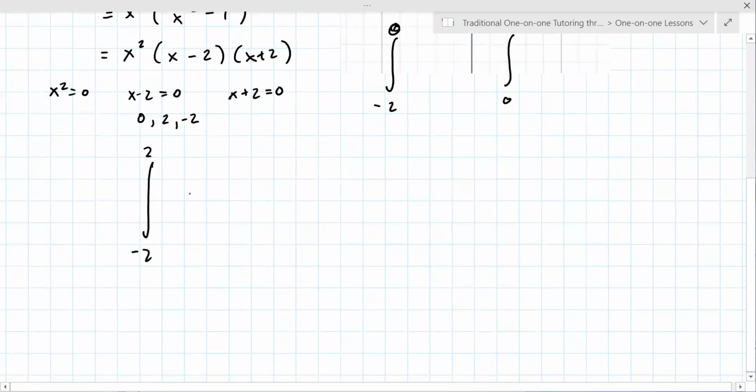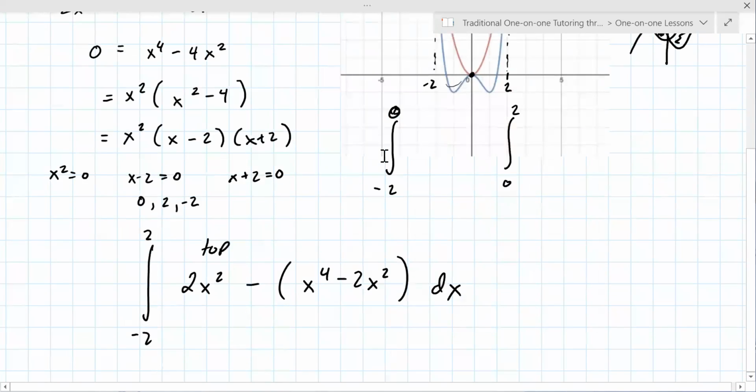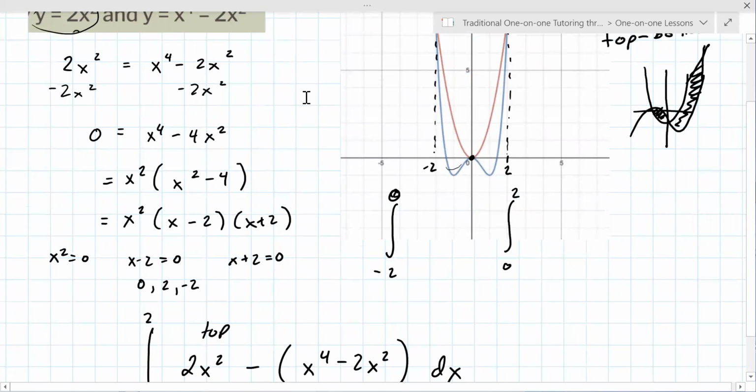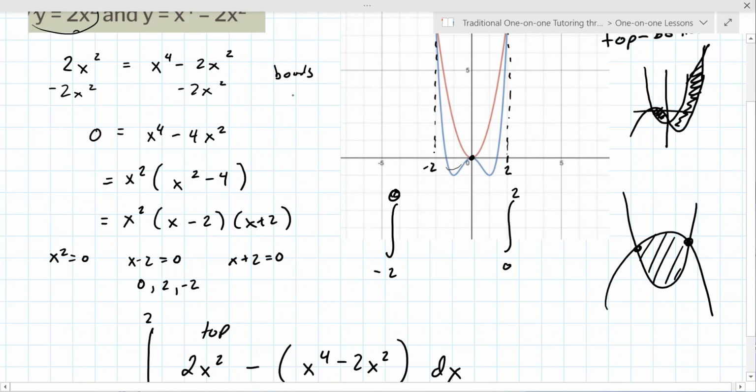So it's 2x squared, that's your top, minus your bottom, which is x to the fourth minus 2x squared. So why did you need to find the zeros? If you recall in the previous problems, there's an assumption that there's an overlap, and if you find where they overlap, you just find the area between those two bounds. But when there are 3, you have to be more careful about whether the top and bottom change. The reason you find where they intersect is to find the bounds of the integral.